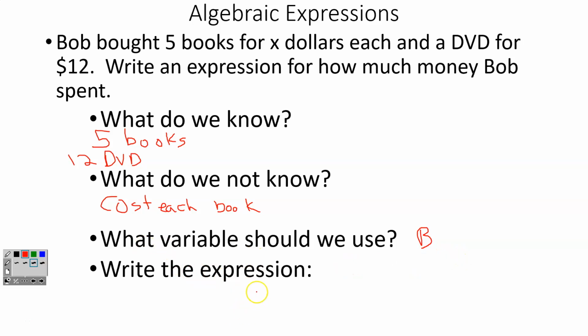So now we're going to write the expression. So I know I'm going to, oh, I see a keyword. Look at that. Okay, so 5 books for X dollars. And there's another keyword, "each." So that tells me we're going to be multiplying. So I've got 5 books for X dollars each. Well, let's get rid of that B then. Let's change it to an X just so it matches. So now that "each" means that we're multiplying the 5 and the X. And $12 for a DVD. And then I am done. There's nothing I can do to simplify that any further.